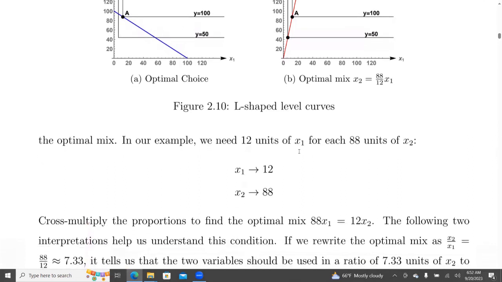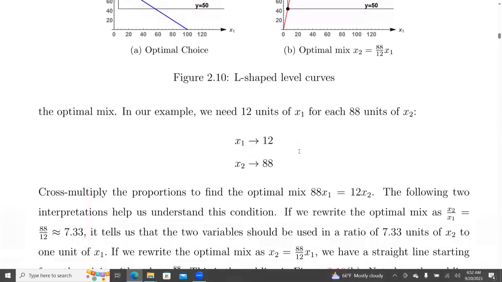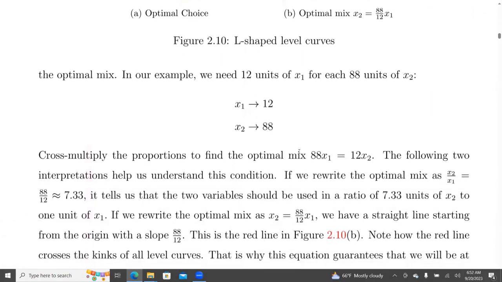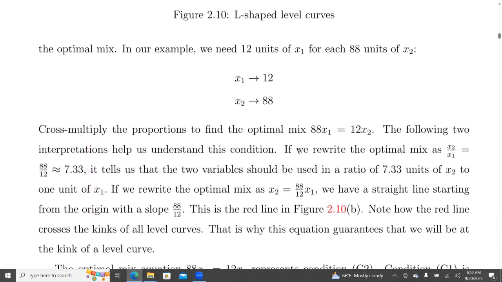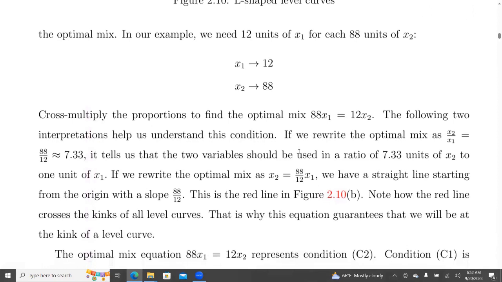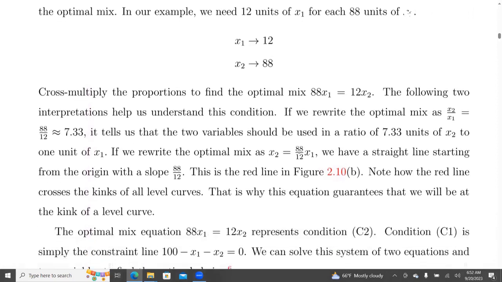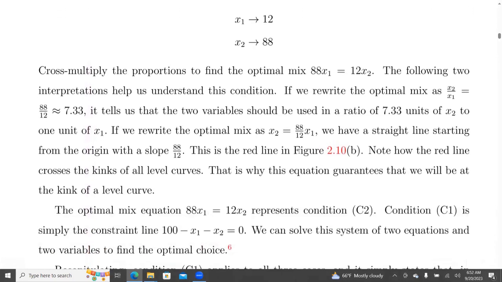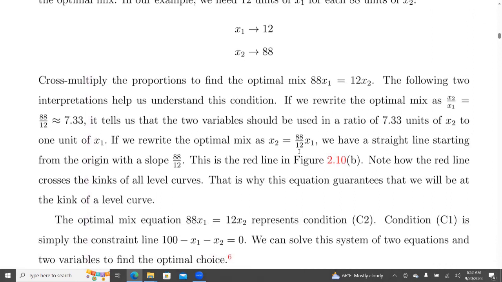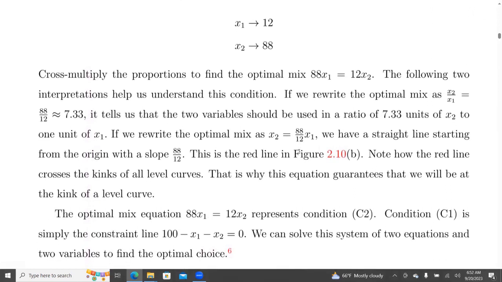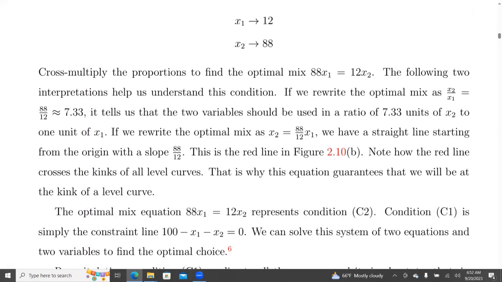Cross multiply the proportions to find the optimal mix. We have that little equation right there. That's how they get that. The following two interpretations help us understand this condition. If we rewrite the optimal mix as x2 over x1 equals that, it tells us that the two variables should be used in a ratio of this right here. Yes, x2 divided by x1 equals that.